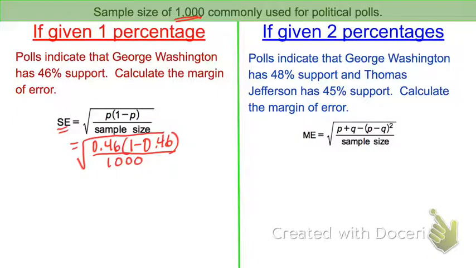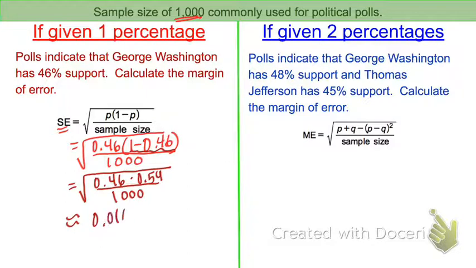So now I'm just going to start simplifying this a bit before I put it in my calculator. So I would have my square root over the whole thing. I'm going to subtract 1 minus 0.46. So I still have 0.46, but 1 minus 0.46 is 0.54 divided by 1,000. At this point, I'm just going to put this in my calculator, and I'm going to see that the answer is about 0.016, which is 1.6%.